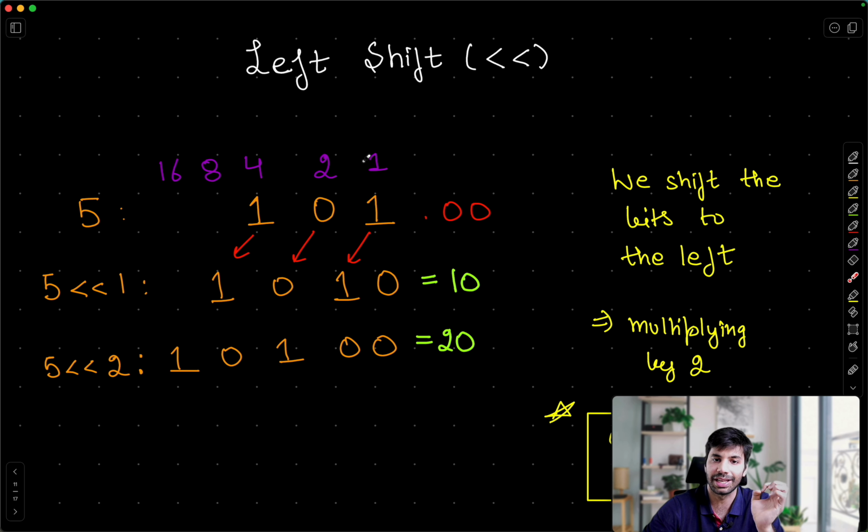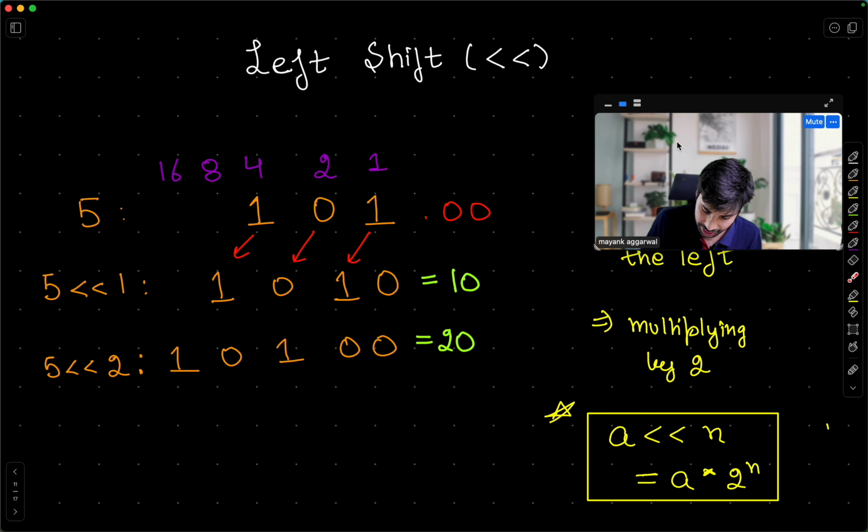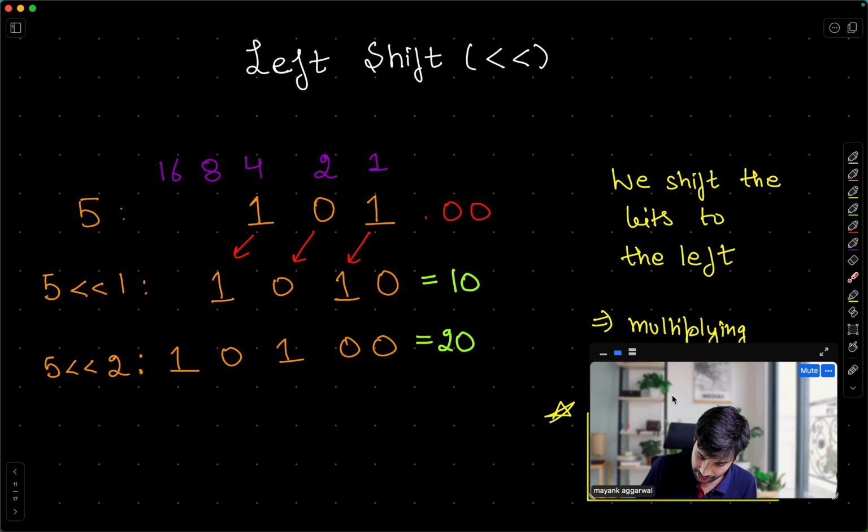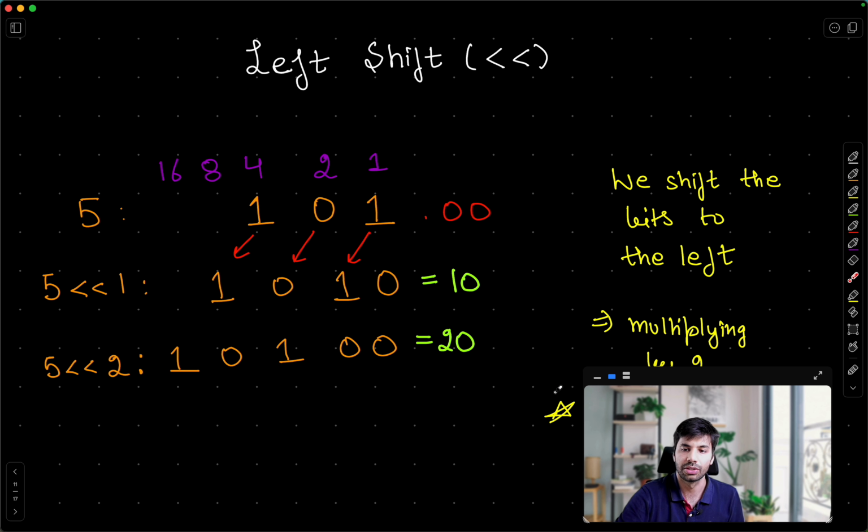Now the next one is left shift. As the name suggests, you are just shifting to the left. Let us take the example. We shift the bits to the left. In a real sense, it is actually just moving by 2, so sorry, multiplying by 2.